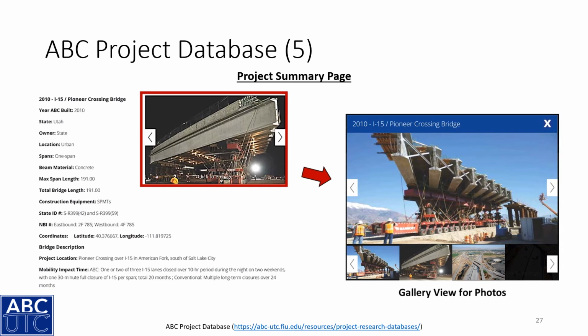One of the most useful features of the project summary page is the gallery view and all the photos contained for each project. So for my classes, if I'm looking for an example of a bridge that's used some kind of technology that I'm teaching on, I'll search for that technology and pick out a bridge, and then I can go there and find different photos that I can integrate into my presentations from the ABC project database.